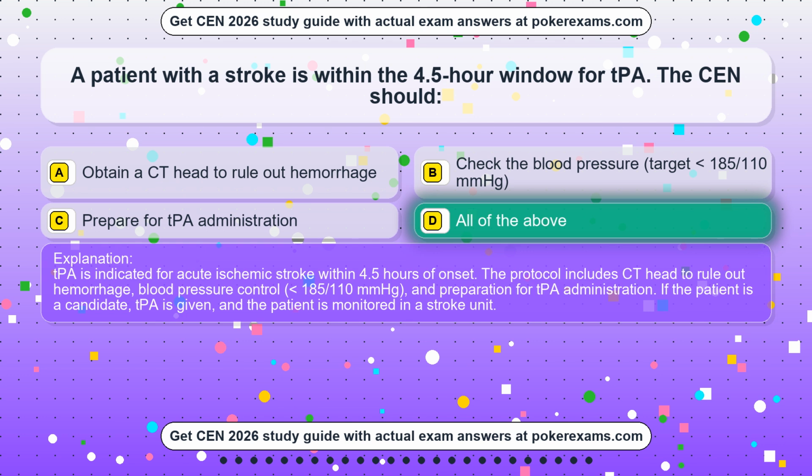TPA is indicated for acute ischemic stroke within 4.5 hours of onset. The protocol includes CT head to rule out hemorrhage, blood pressure control, 185/110 mmHg, and preparation for TPA administration. If the patient is a candidate, TPA is given, and the patient is monitored in a stroke unit.